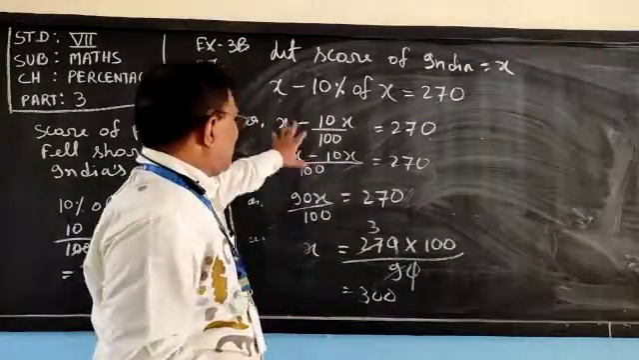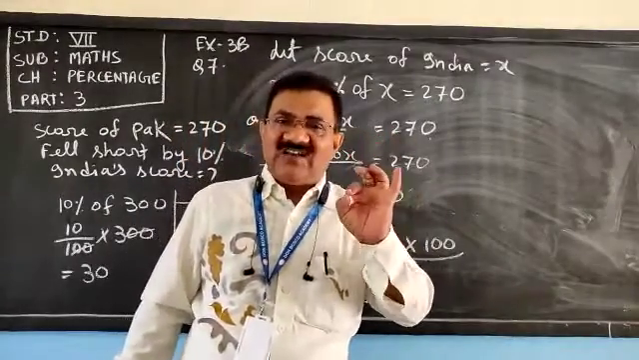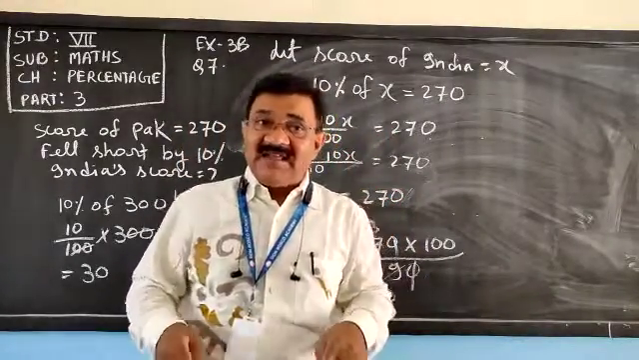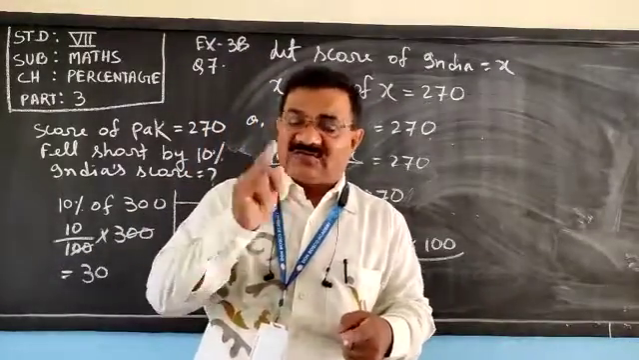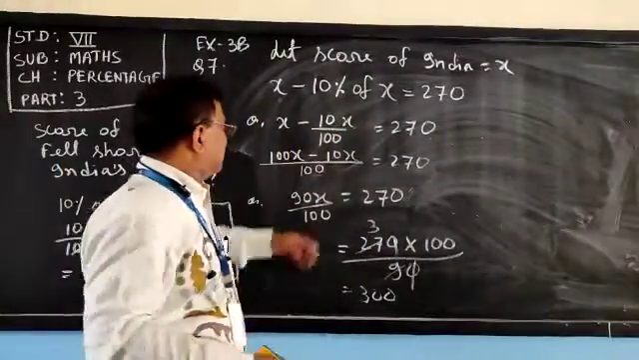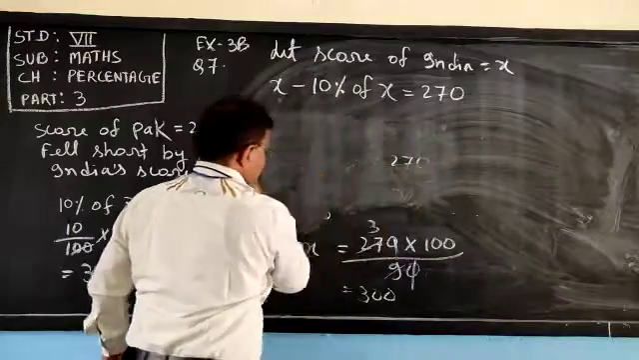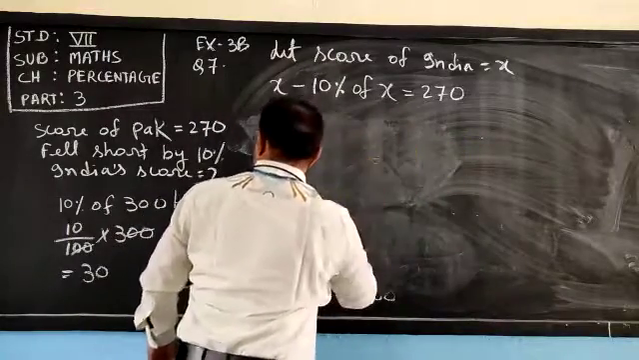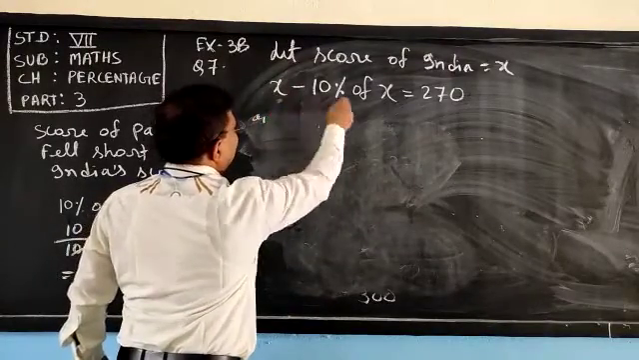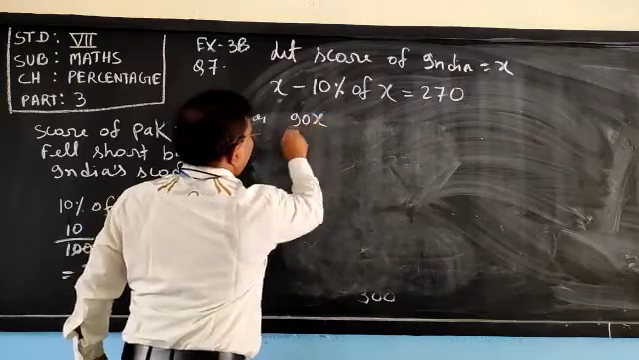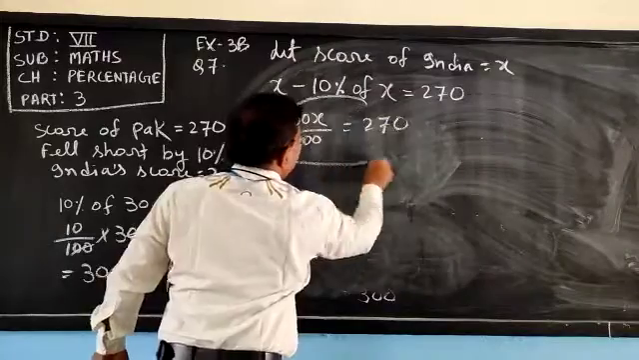Now, this is a long method of calculation. One thing you can do, a short calculation. In mathematics, the time factor is also there. So now I will teach you a method to reduce the time. See here, x minus 10% of x. Directly you can write 90x by 100 is equal to 270. And when you calculate, you will get the answer.